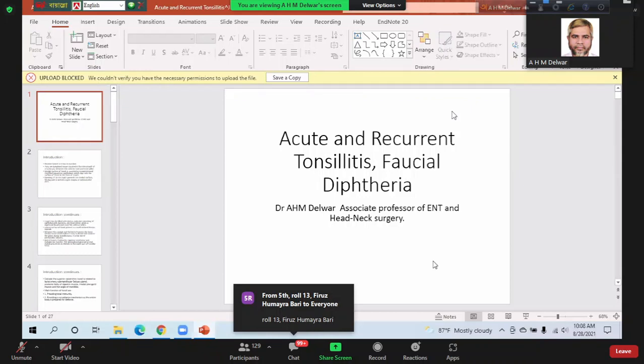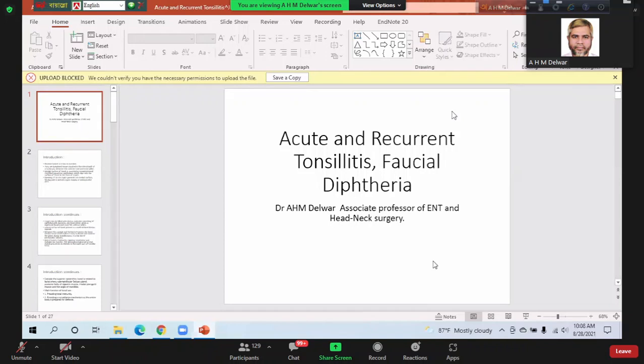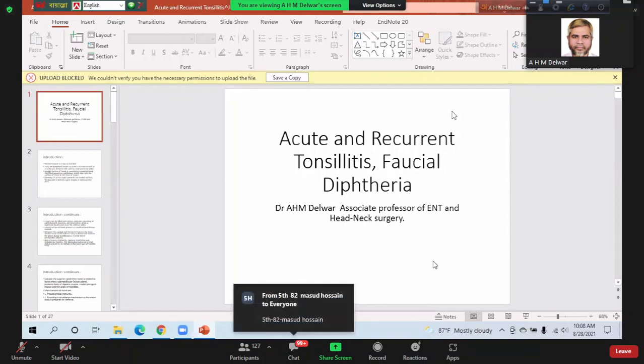So when you start in the exam, in the written and in the viva, first you see questions about the tonsil. The part of the ENT is throat. This is throat. Sore throat. What is sore throat?